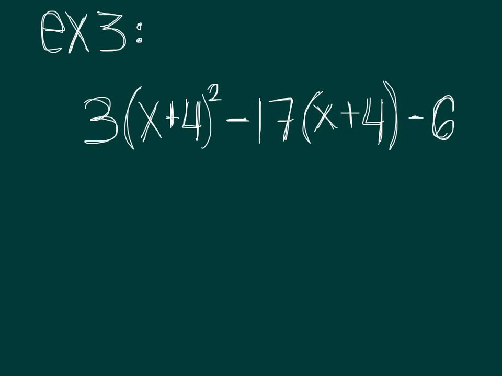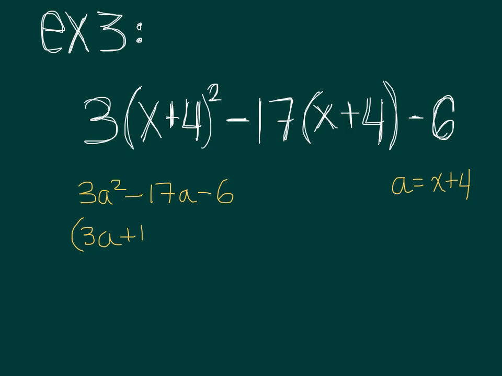Now, if you really wanted to put yourself through a lot of work, you could expand this out, distribute here, combine like terms, and then try to factor. Or you could realize that at its root, this is exactly the same question as the previous two problems. I'm now, though, going to use my dummy variable as a is x plus 4. So now I have 3a squared minus 17a minus 6. At this point, I hope we know that this factors to 3a plus 1 times a minus 6.